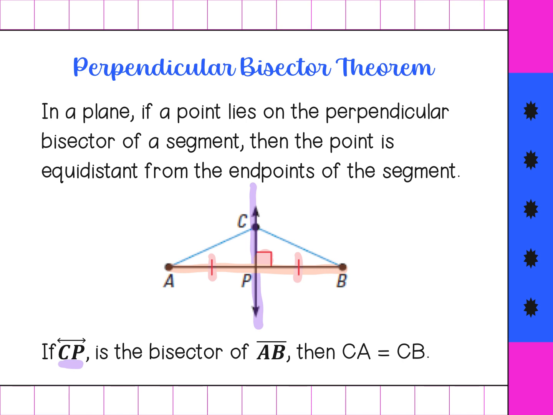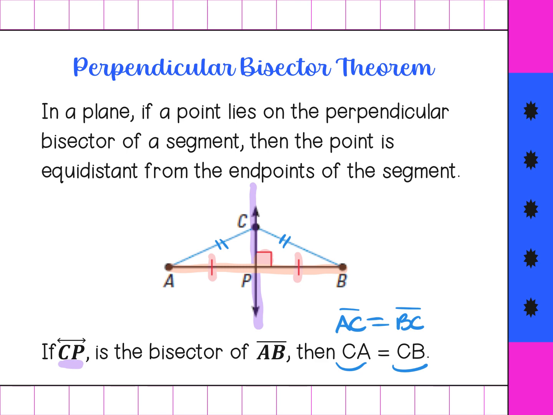Because CP is the perpendicular bisector of the segment, that tells me that segment AC is going to be congruent to BC, because they're both equidistant from the endpoints of the segment that was bisected. So AC, or CA, is congruent or equal to CB. You could also call this AC and BC. Either way.